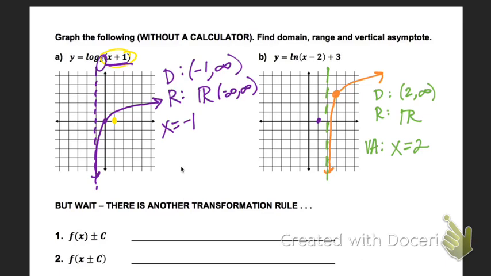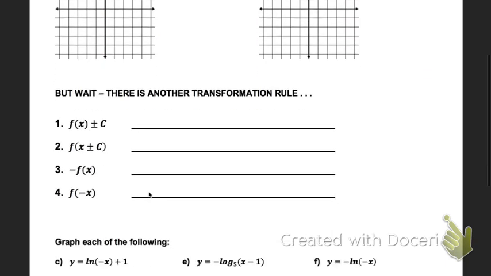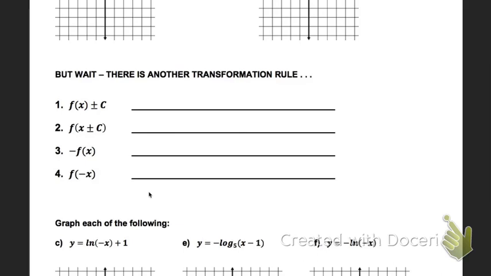So let's fill in our transformation rules that are like our old trustees. We've been doing them forever. Our old trustees. We added one. We're going to add one. Okay, so if you have the constant on the outside, what does that do? Up or down? If you have it on the inside, it does what? If it's a negative on the outside, what does it do? It flips what? Which axis?